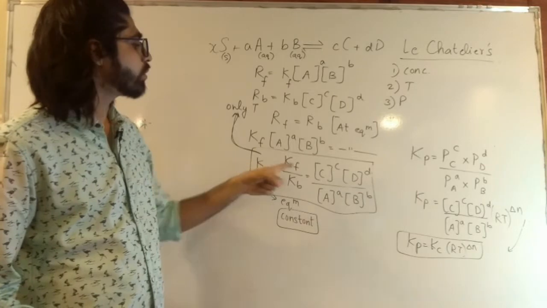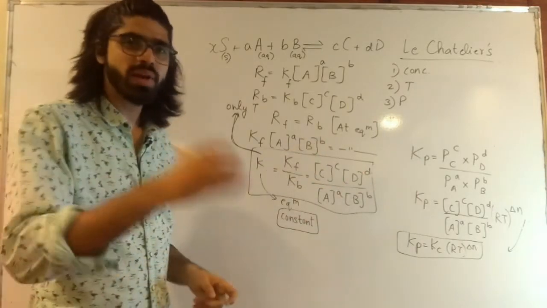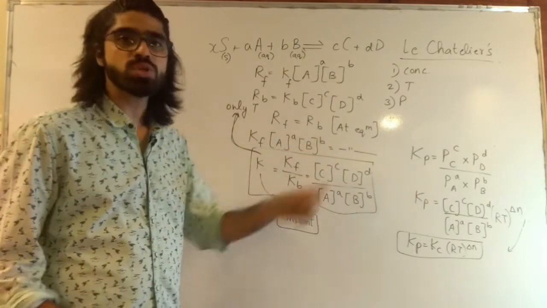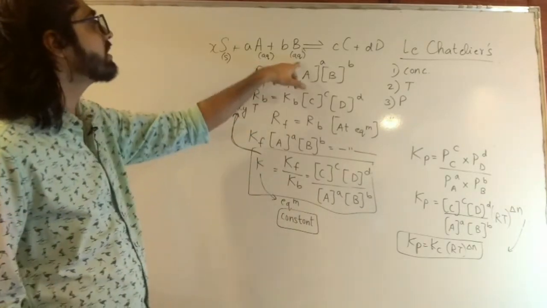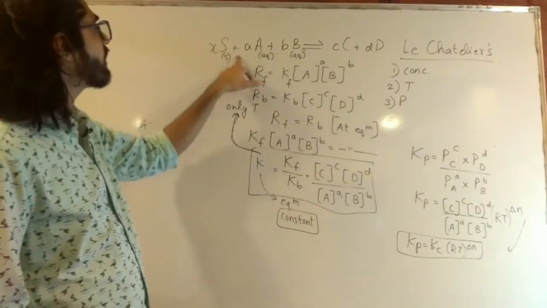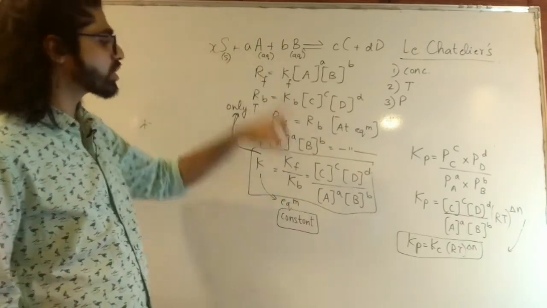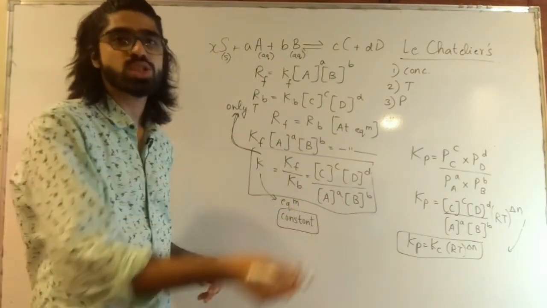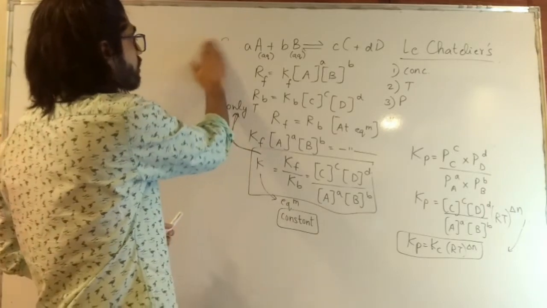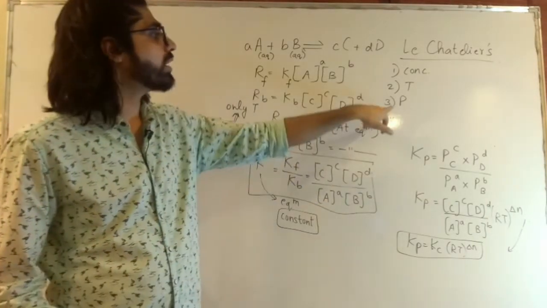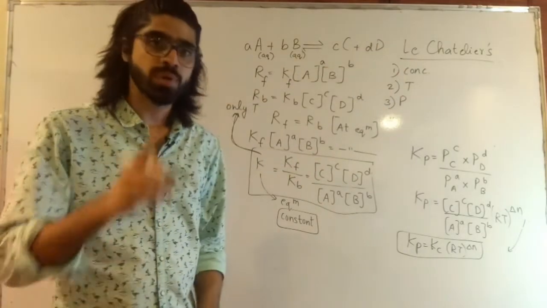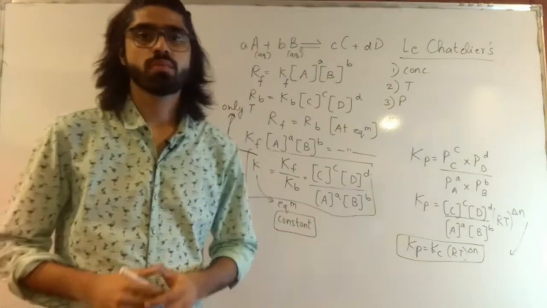While writing K, you will write only those species which are dissolved in the solution, that is, the ones in the aqueous phase. The solid parts of the reaction are not going to appear in the expression for K. So these are some things about Kc, Kp and all that you need to know before you go ahead with the third point of Le Chatelier's principle, which is about pressure.